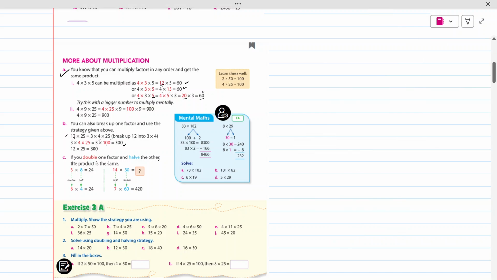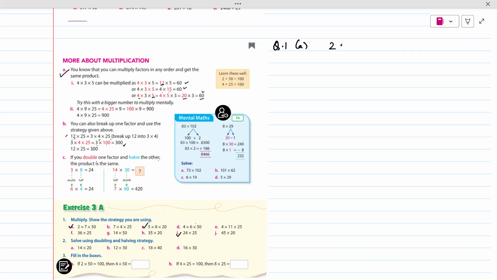Now let's start with exercise 3A. We have to multiply here and we have to show the strategy we are using. Strategy means out of these methods, we have to tell which method we are using. So I am doing question number 4, A part, C part, and I part here. Okay, let's do the A part first.